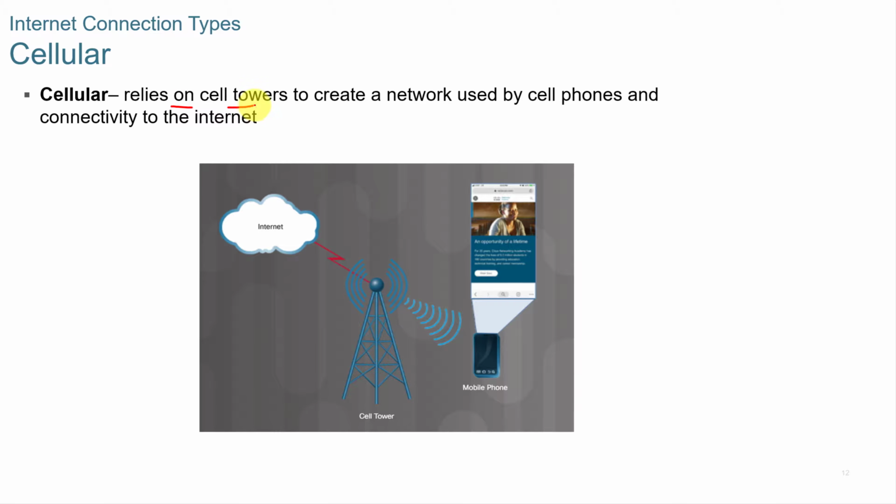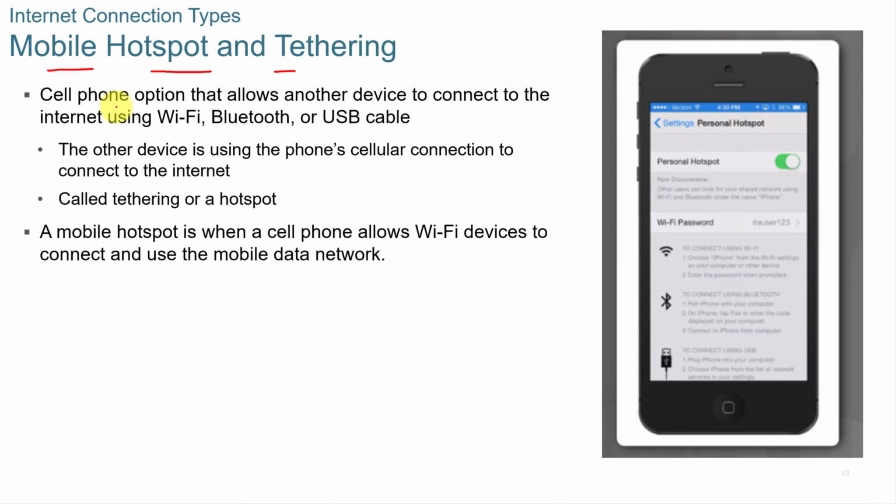Cellular relies on cell phone towers, or cell towers. We say cell phone, but cell towers create a network used by cell phones and other devices for connectivity to the internet. Usually it's going to be some type of mobile phone that connects to that cell tower, and then you can use data and voice and texting and other media across that connection. Now, you can do mobile hotspot and tethering.